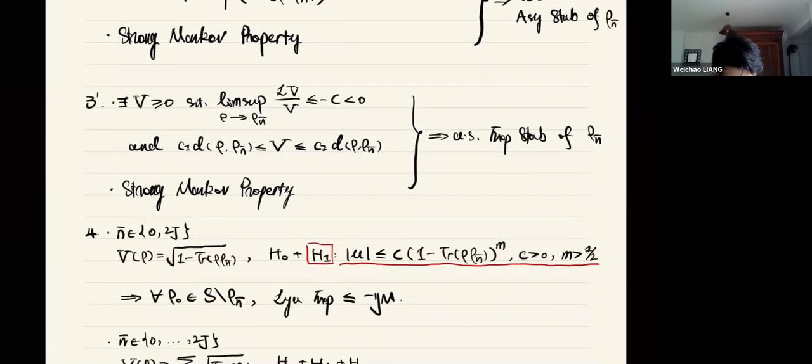And furthermore, if our Lyapunov function has some exponential property, which means the lim sup of LV over V is bounded by some negative constant, and our Lyapunov function is equivalent to some distance between the actual state and the target state, then by applying the strong Markov property, we can show that the target state is exponentially stable, almost surely.